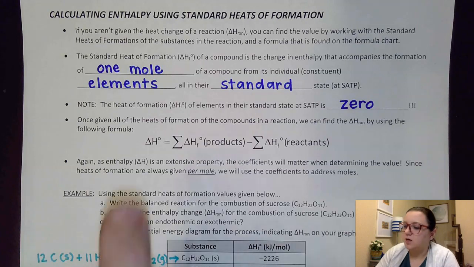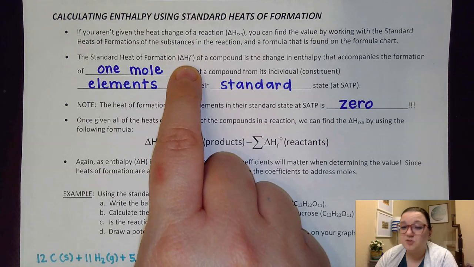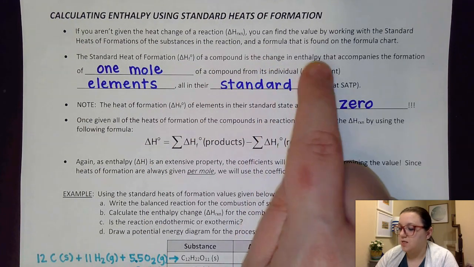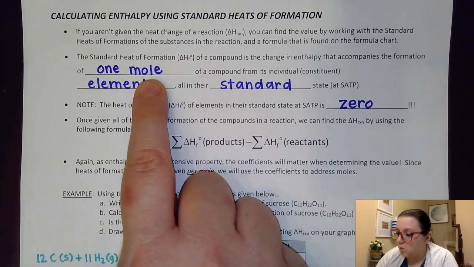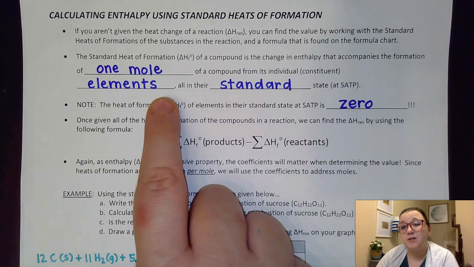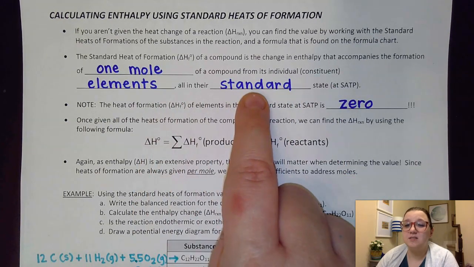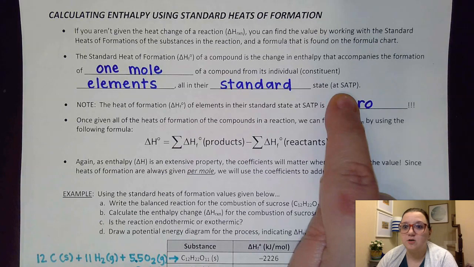So first off, let's talk about a definition for a heat of formation. Its symbol is delta H with a little subscript of F, and it is defined as the change in enthalpy or heat that accompanies the formation of 1 mole of a compound from its individual or constituent elements, all in their standard state at SATP conditions. Remember, SATP is kind of like room conditions, standard ambient temperature and pressure. That's 1 atmosphere and 25 degrees Celsius.